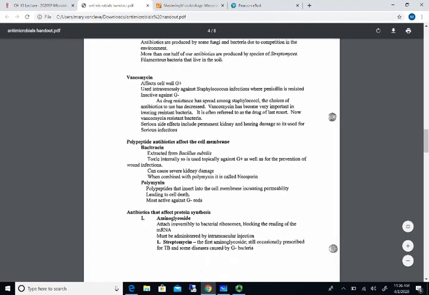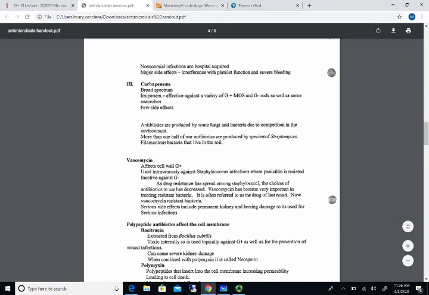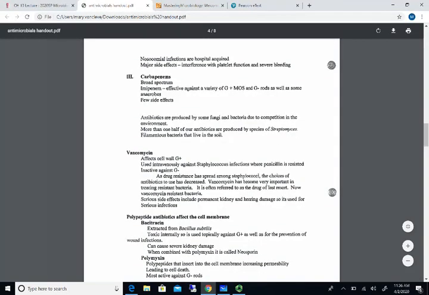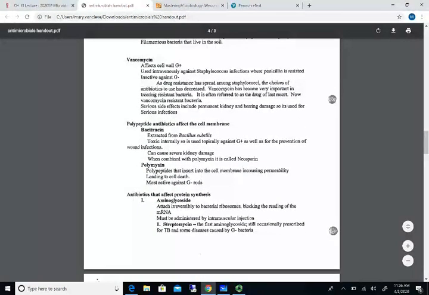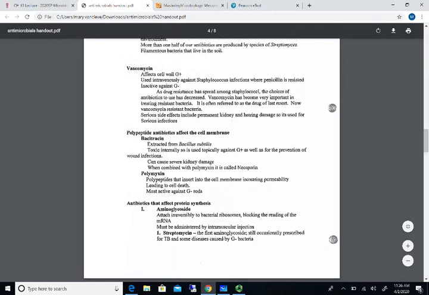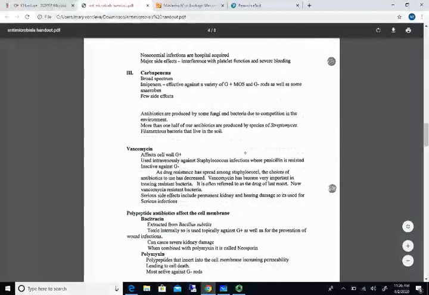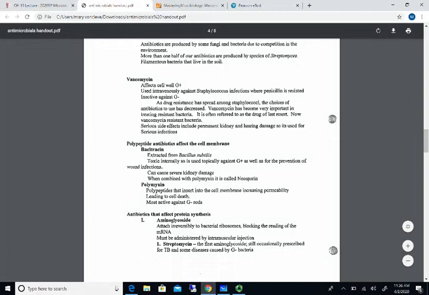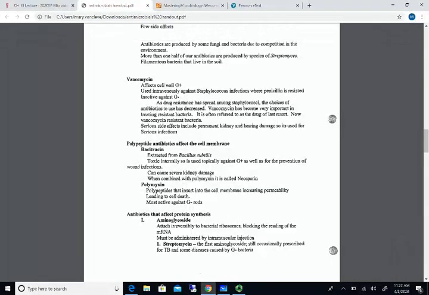A lot of our stuff is made by Streptomyces, which is a bacterium. Another one is vancomycin. Wait, no, that's a different group. I'm sorry. Vancomycin is in a different group. So we've done our beta-lactams.